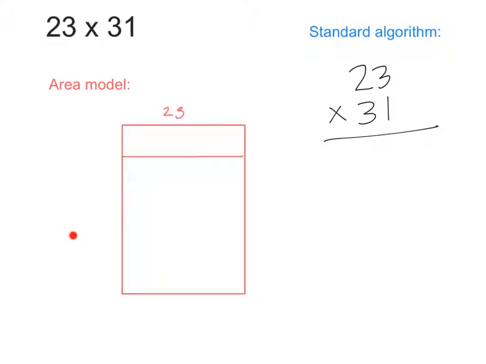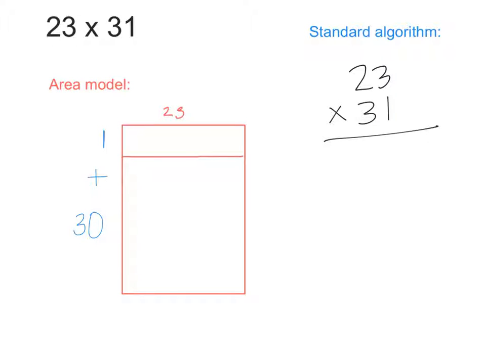What's our other factor? 31. What would be a nice way to split up the factor of 31? Sonia? 1. Why is it a good idea to split 31 into 1 plus 30?